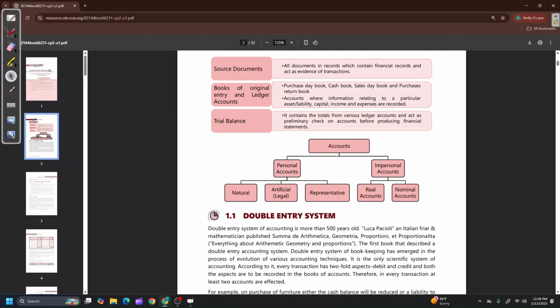Now, unit overview, we'll start. Let me choose the pen. Source document: all documents in record which contain financial records and act as evidence of transactions. Source document, they are trying to teach.